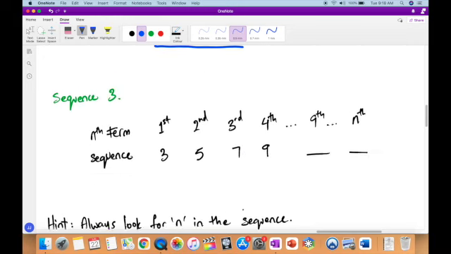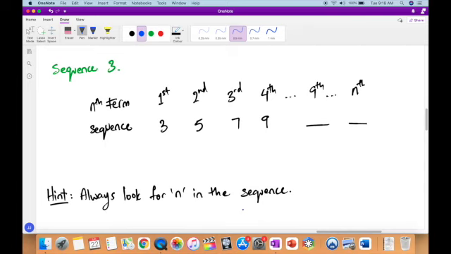So let's check out this other sequence here, and it's going to get a little bit more complicated, right? So we can see here that we have the sequence and we have the nth term. So the first thing I'm going to do is write down the nth term. 1, 2, this is the second, this is the third, this is the fourth. And I'm going to see, well, what can I do to the nth term in order to get this?